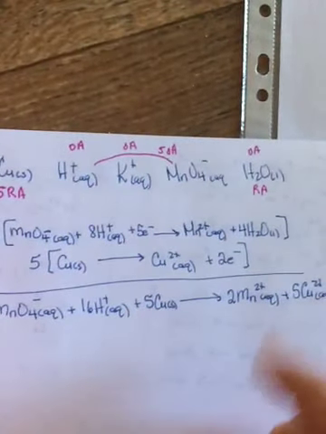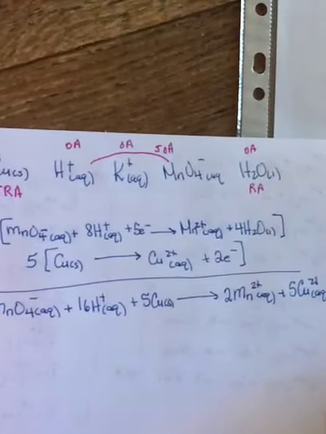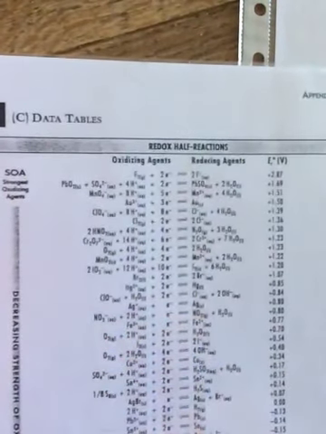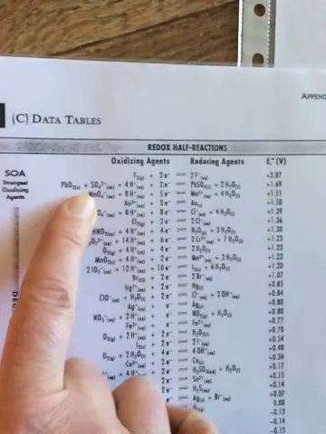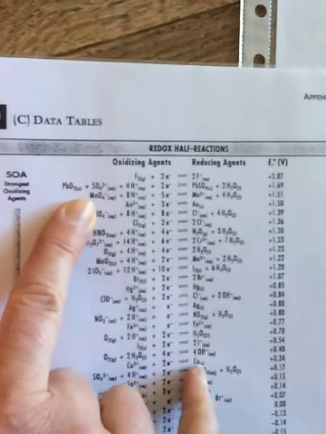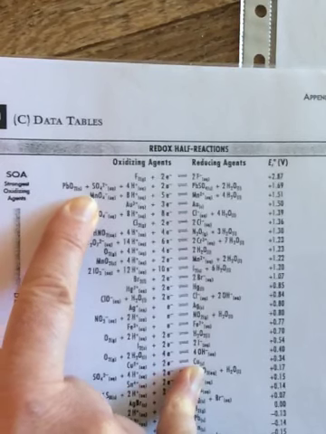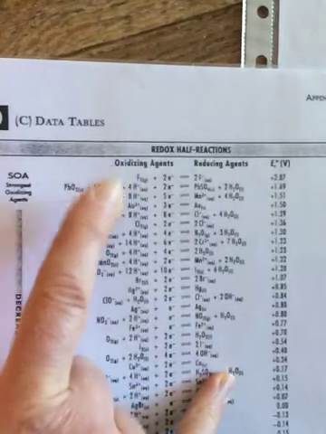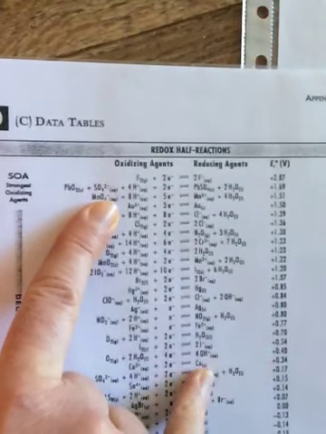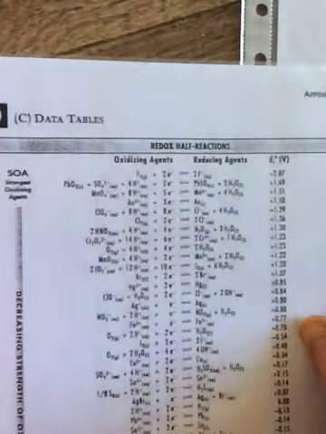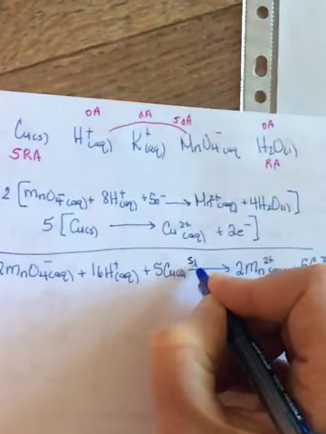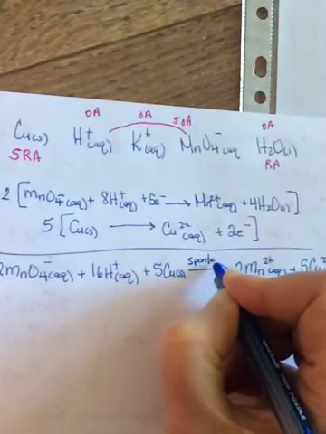Everything's balanced. We have one last step, which says predict whether or not the net ionic equation represents a spontaneous or non-spontaneous reaction. So now you go back to this chart and you put one finger on the MnO4 and one finger on the Cu solid, and you decide, is the oxidizing agent above the reducing agent, or is the reducing agent above the oxidizing agent? The oxidizing is above the reducing, and we know from the spontaneity rule that means it's spontaneous. So above the arrow you write spontaneous.